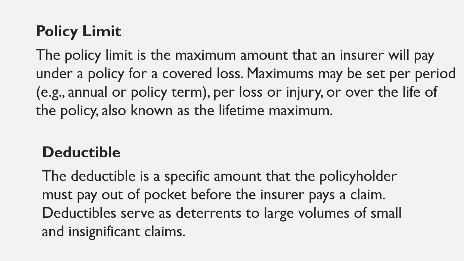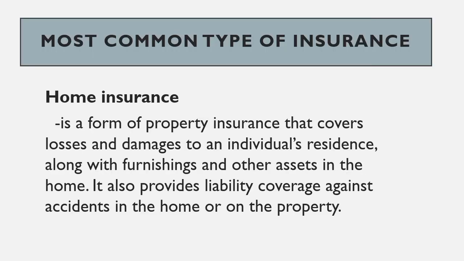So here are some of the most common types of insurance. First is home insurance. It is a form of property insurance that covers losses and damages to an individual's residence, along with furnishings and other assets in the home. It also provides liability coverage against accidents in the home or on the property.